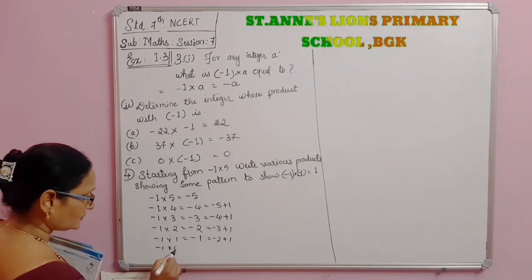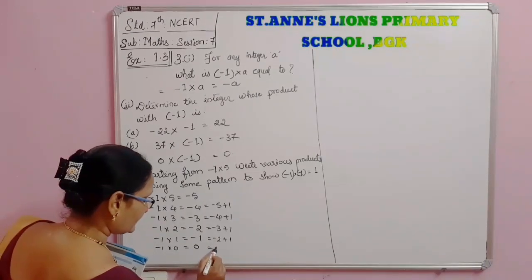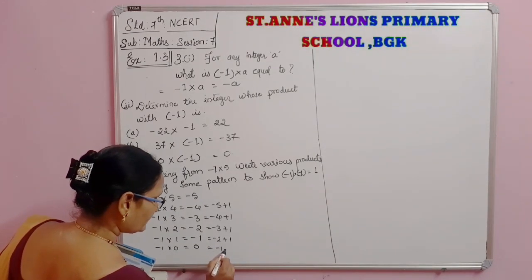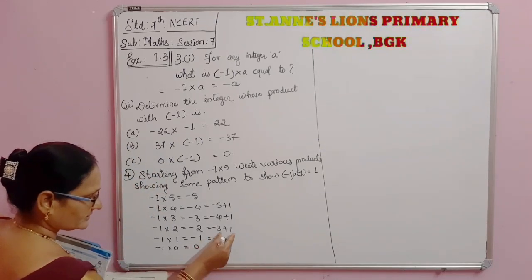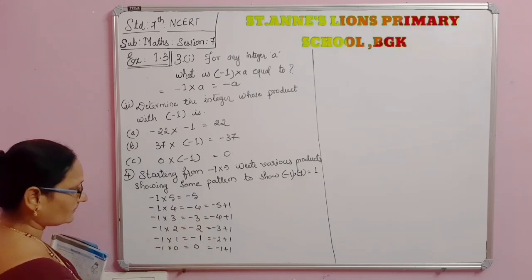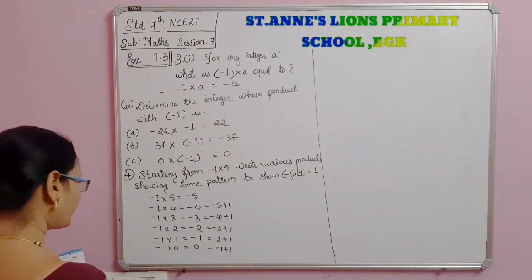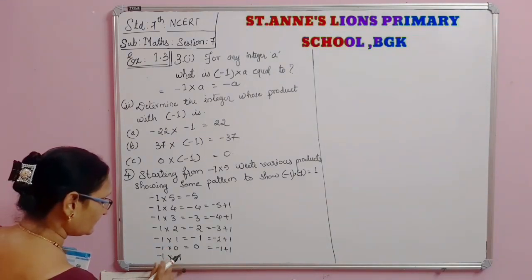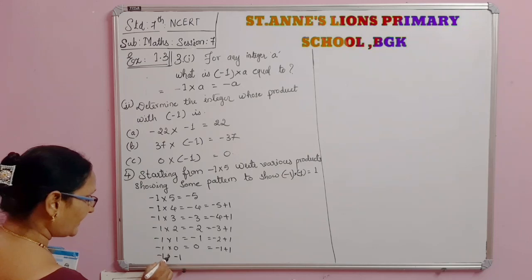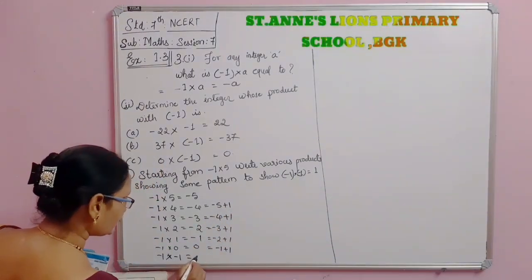Minus 1 into 0 is 0. How can it be written? Minus 1 plus 1, see, 0. This is minus 1. This is minus 2. Like that you just go on observing. These are the number patterns we are writing. Next again you proceed like this. Minus 1 into minus 1. The required pattern is minus 1 into minus 1, it is 1.